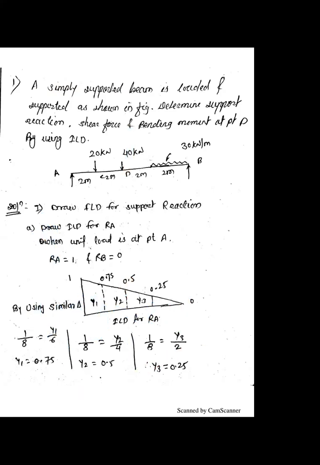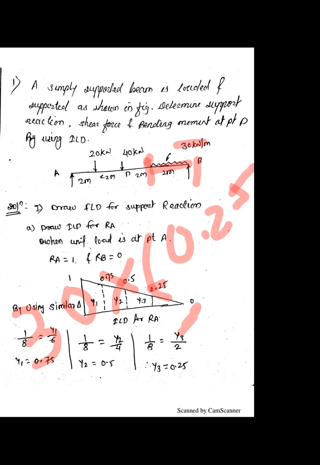And now UDL. So there is some difference for point load and UDL. For solving this UDL, consider first the intensity of UDL, which is 30. This is the value. Okay, 30 into the average of two values of coordinate, means starting point and end point. The coordinate of the starting point is 0.25 and end is 0. So 0.25 plus 0 divided by 2.